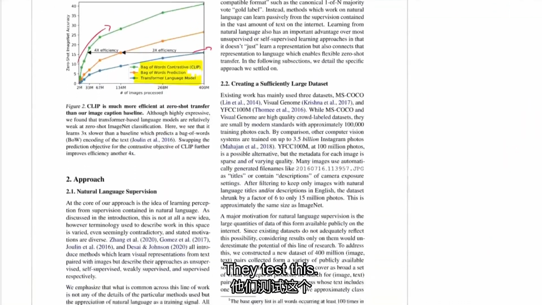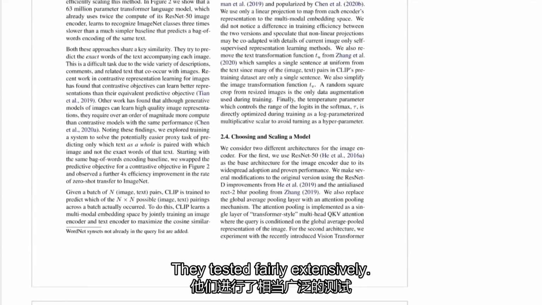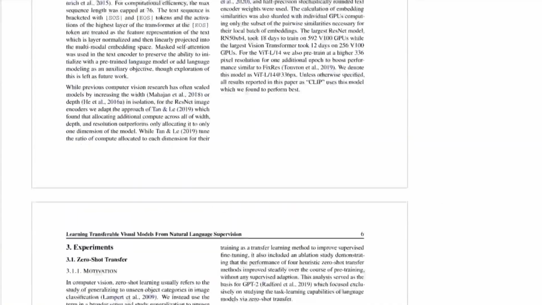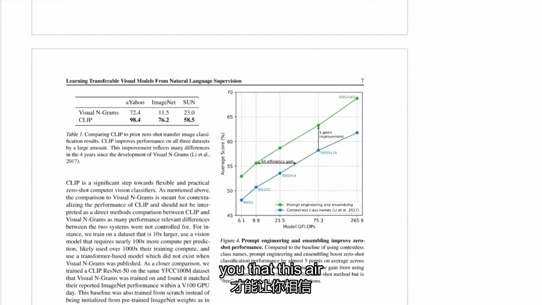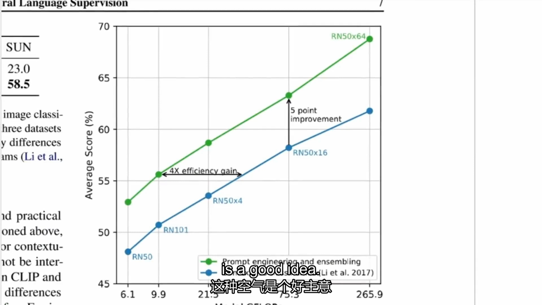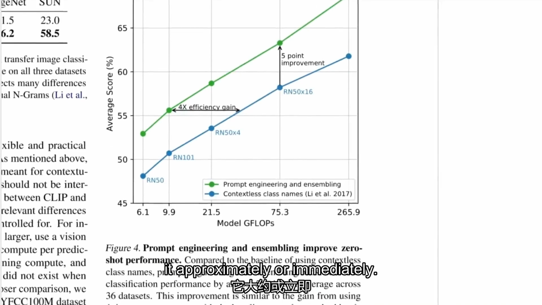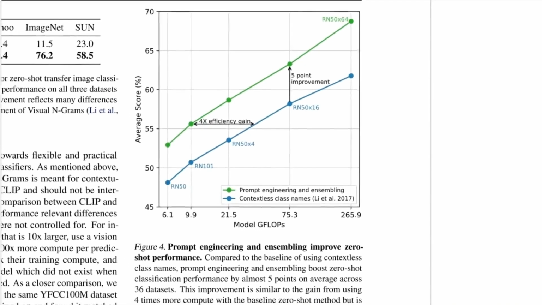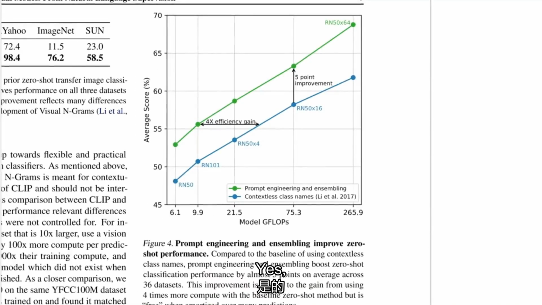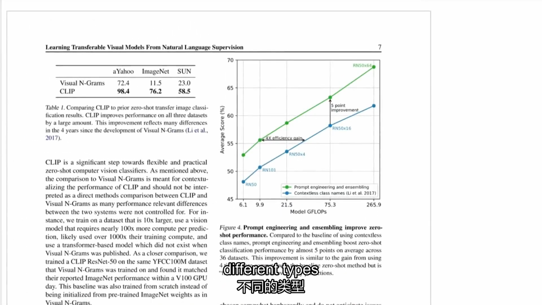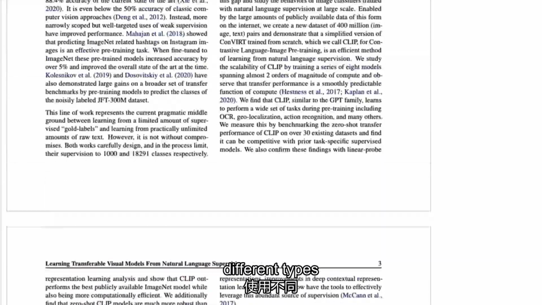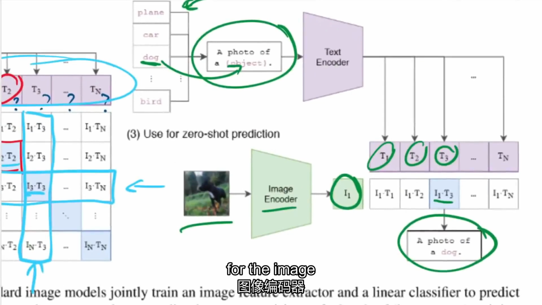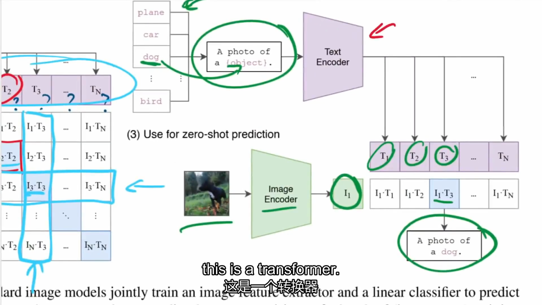So they test this, and they tested fairly extensively. And I don't think we'll have to go through all of it for me to convince you that this is a good idea. You're going to maybe see it approximately or immediately. So they use different types of encoders for the image encoder. So for the text encoder, this is a transformer.